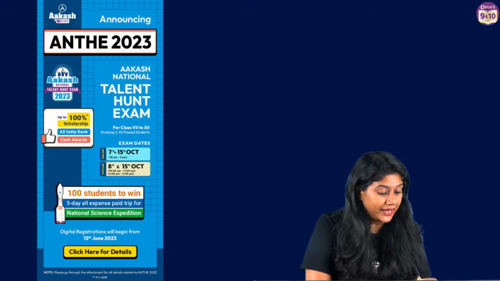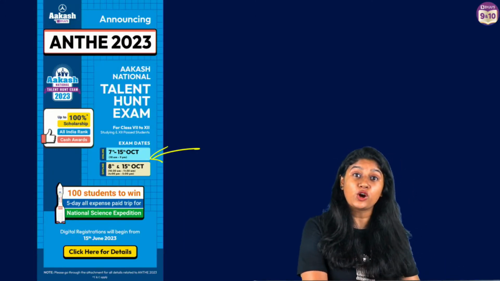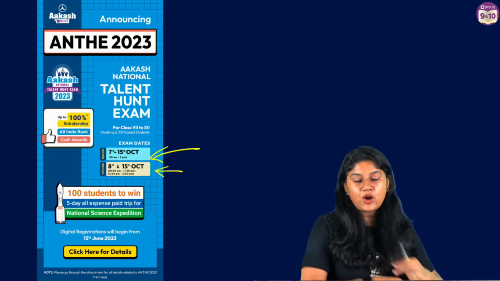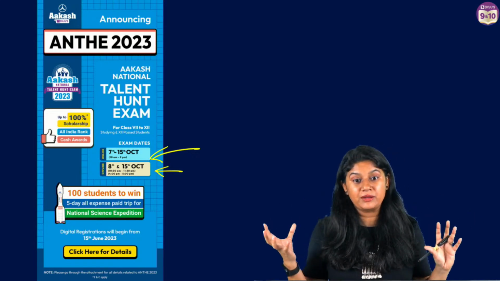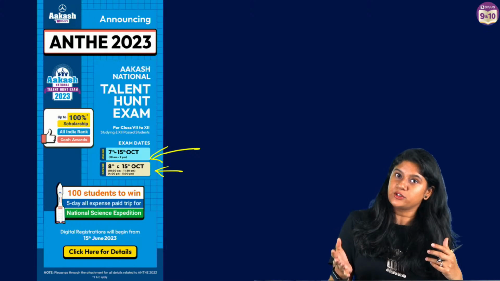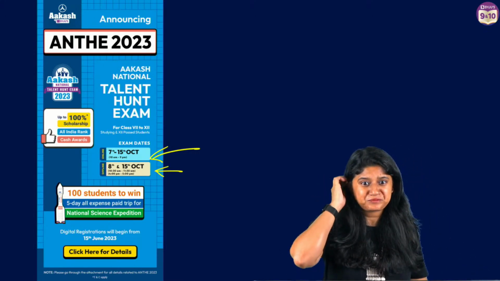The online examination date is from 7th to 15th of October, and for the offline mode of examination, the date is from 8th to 15th October. You can give either the online or the offline exam. If you prefer the online mode, you can sit at your home and give the exam. The duration will be 1 hour.